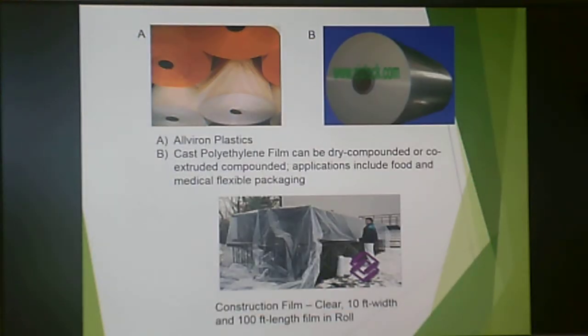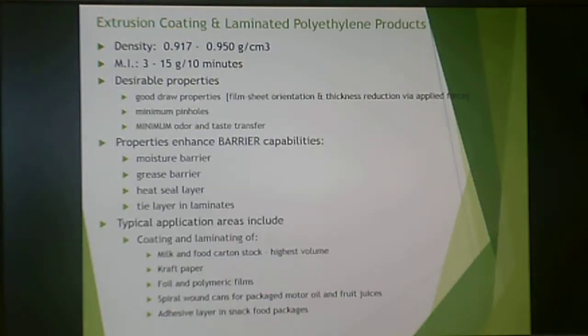Here are some examples of this. It can be dry compounded or co-extruded, and includes food all the way up to medical flexible packaging. Also, you have construction film up to 10 feet wide and 100 feet in length on a roll. This also can be extrusion coating and laminating. A lot of paper products are laminated with polyethylene.